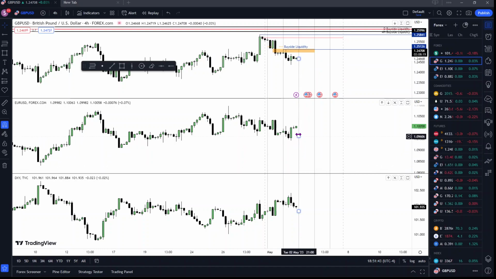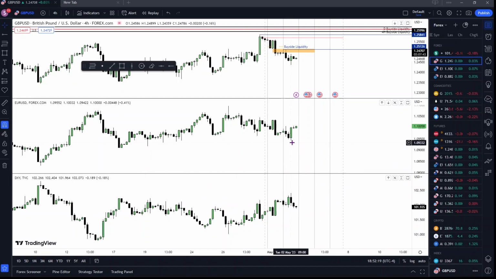So let me try and find an example to explain more clearly what I mean. So this, obviously, I think I've pointed this out on Sunday. You should watch Sunday's video as well. But as Pound was making this high here, you can see Euro failed to make a higher high, or didn't make a significant higher high, and dollar also didn't make a significant lower low, therefore indicating that dollar and Euro are the ones that are in sync.